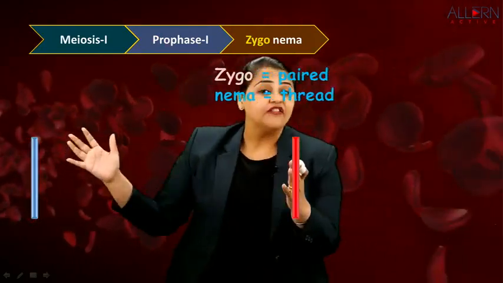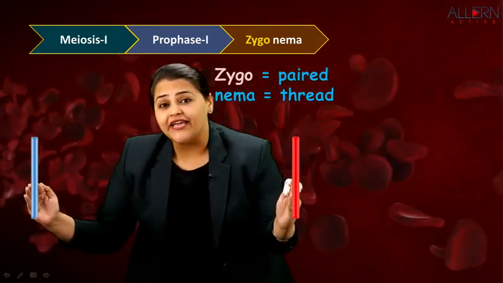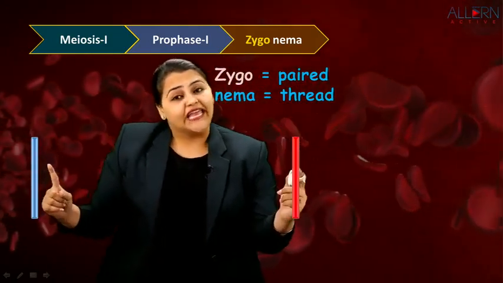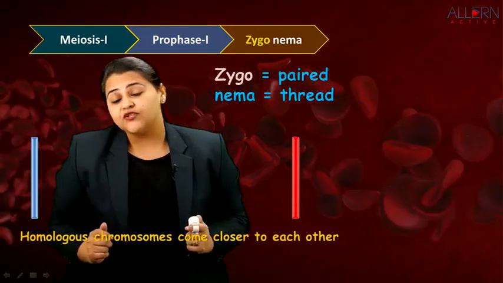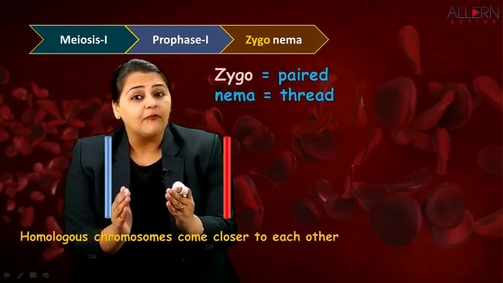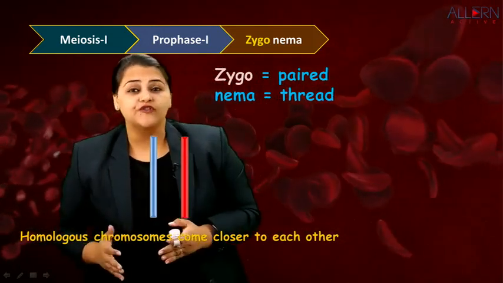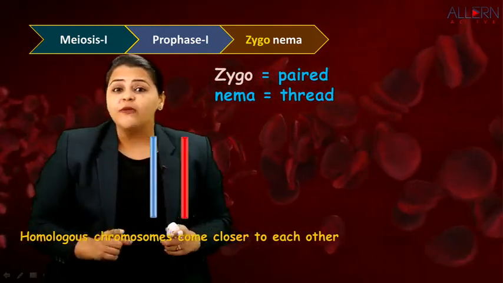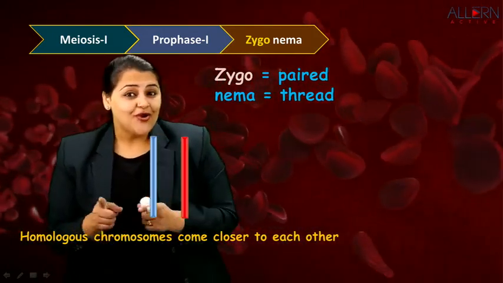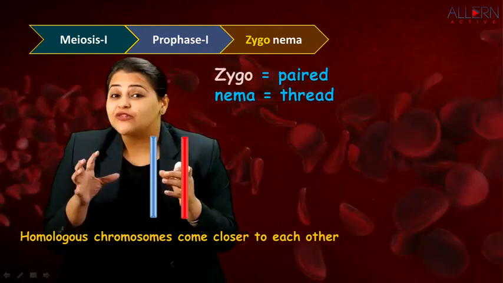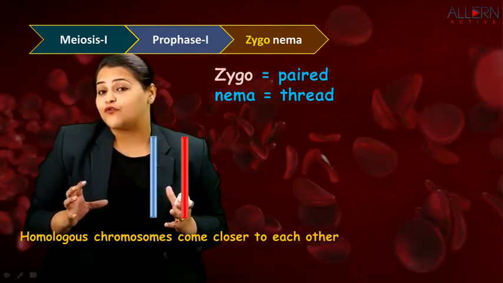So we have these two thin thread-like chromosomes like here. Now they will look at each other, and then of course they will pair up as one. They will come closer to each other, and when they come closer, they have become a homologous chromosome. Homologous means same.